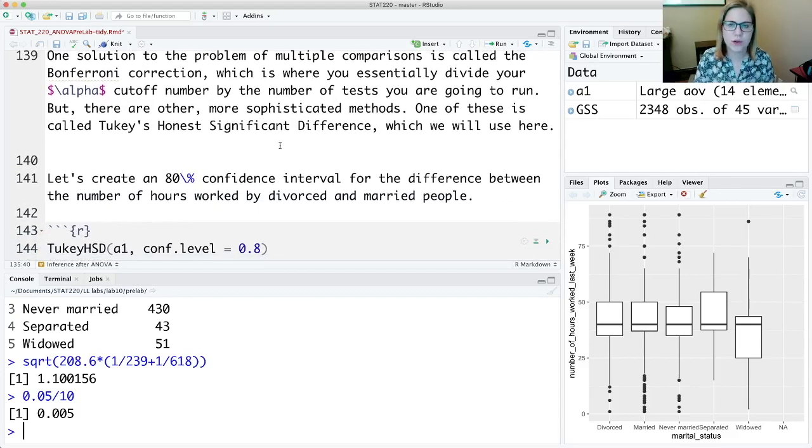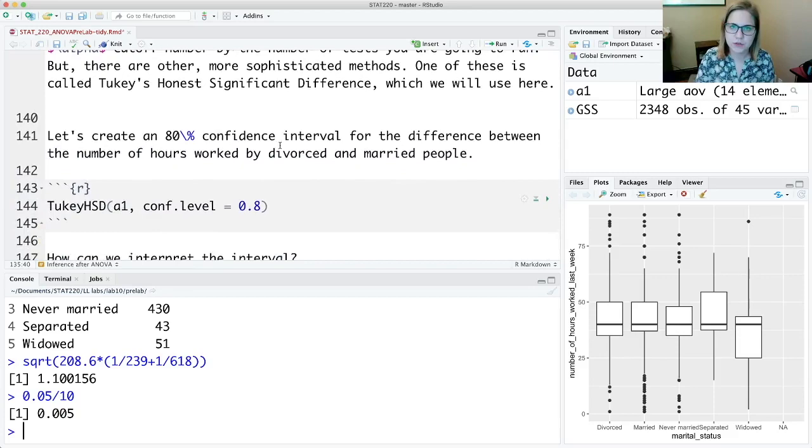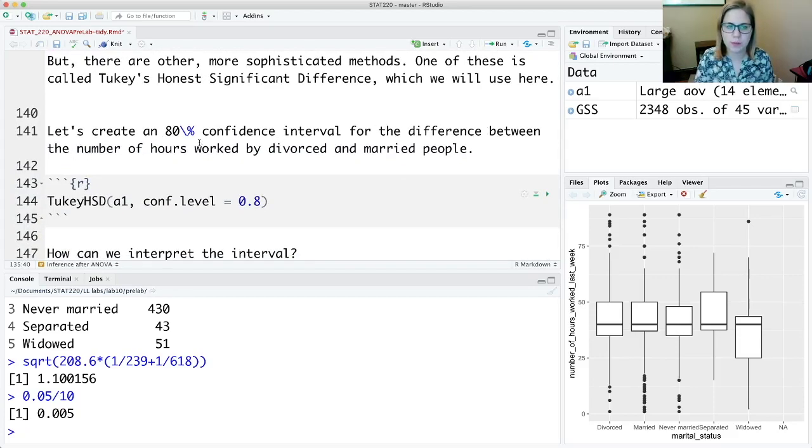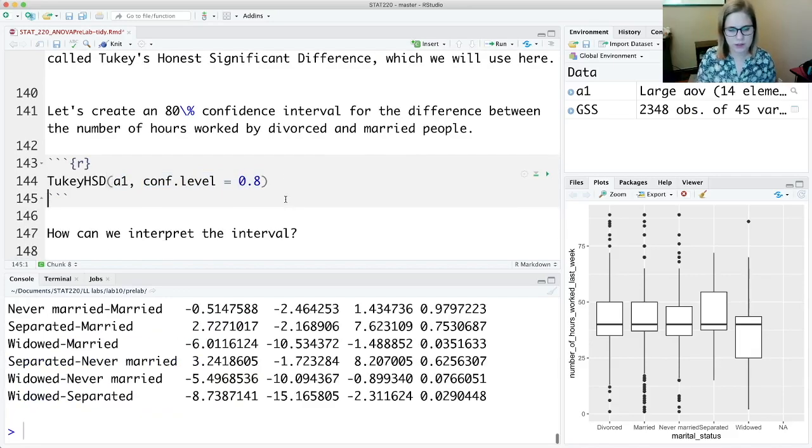So we're going to create an 80% confidence interval for the difference between the number of hours worked by divorced and married people. The way that we're going to do that is we're just going to run TukeyHSD. You have to be careful about the capitalization. It's capital T and capital HSD, but then the rest of it is lowercase. Then you give it the name of your ANOVA model, and then you can tell it the confidence level you want. So if I run this, I'll control enter.